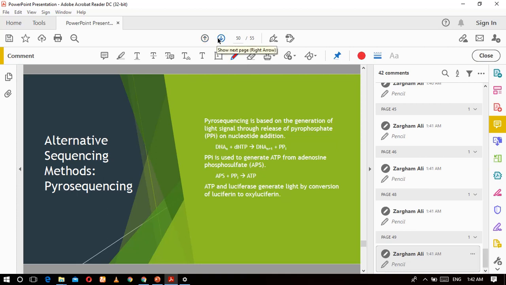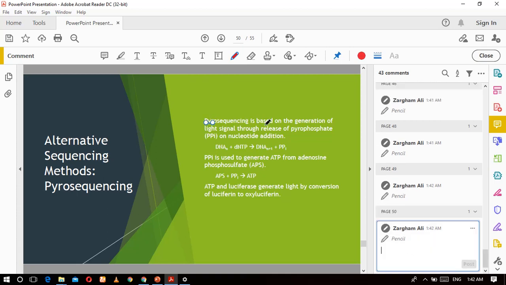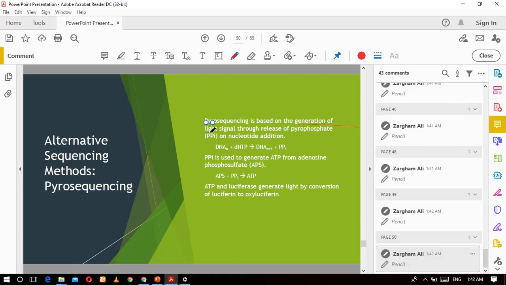The next method is pyrosequencing. Pyrosequencing is based on the generation of a light signal. A light signal is released when dNTPs, or nucleotides, are added to the DNA. Basically, on the three prime carbon we have a triphosphate. So every time a nucleotide is added, two phosphate groups are released, which is the pyrophosphate.